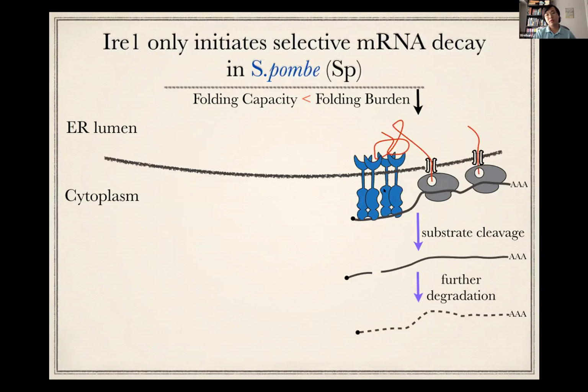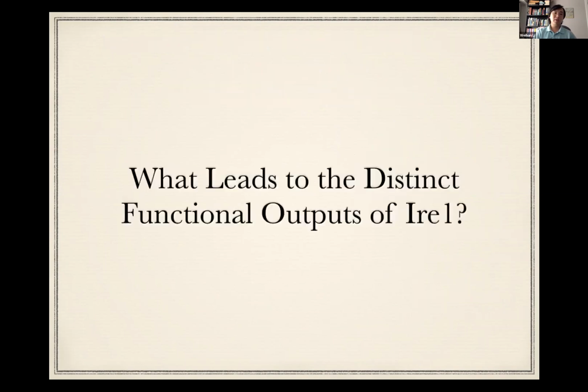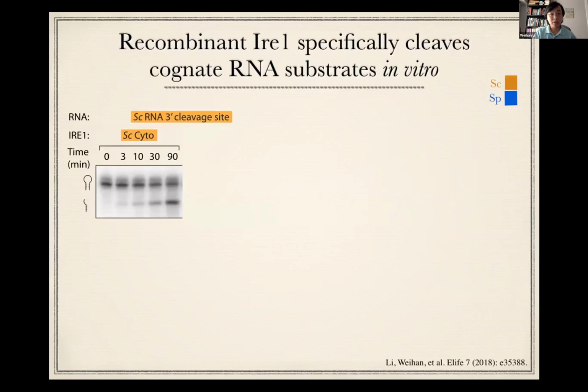Vice versa, in contrast, for Schizosaccharomyces pombe, the pombe IRE1 only does the selective mRNA decay, but not the non-conventional mRNA splicing. So in cerevisiae and pombe, the IRE1s are specialized to only one of the two functional outputs and allow us to address the question, what leads to the distinct functional outputs of IRE1? And to address that question, we purified the cerevisiae and pombe IRE1 homologs and tested in vitro.